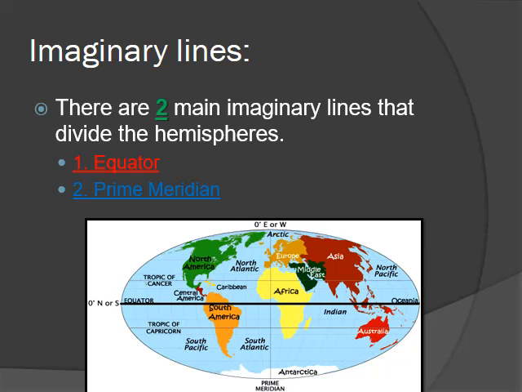So on the Earth we have imaginary lines. There are two main imaginary lines that divide our hemispheres. Our first imaginary line I want you to know is the equator. You can see it in red on your map on the screen. So go ahead and write the word equator with your red pen or pencil. The other imaginary line is the prime meridian, and you can see it in blue on your screen. Go ahead and write the word prime meridian in your blue pen or pencil. So these two imaginary lines have very important jobs, and we'll get to those in just a second. Pause if needed.